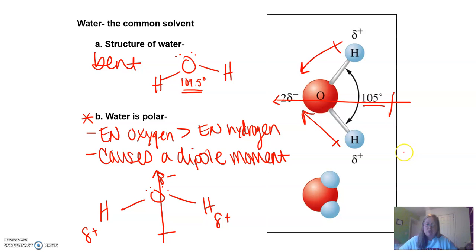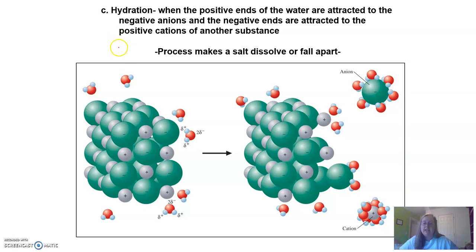But for right now, you just need to be aware that the water molecule is very polar. There is a dipole moment, and when the dipole moment is created, your hydrogens are going to have a partial positive charge, while the oxygen will have a partial negative charge. That's going to come into play with the next topic that we're going to review. And that topic is called hydration.